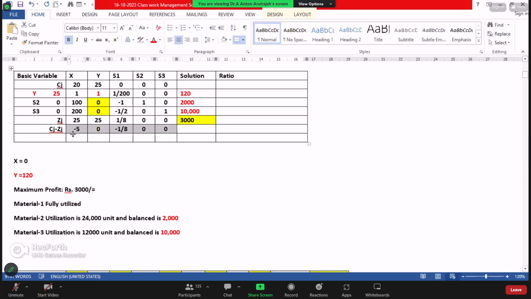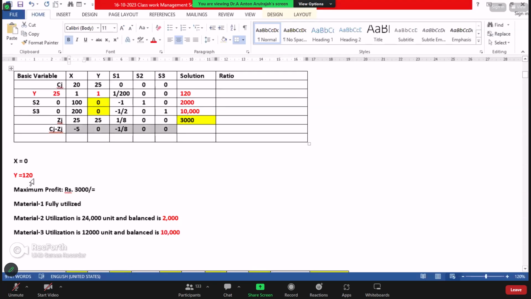If it were plus 5, we would have to do it again, find the key row, key column, key value, and all this. But here the Cj minus Zj values are all minus or 0. Therefore, we don't need to continue with this. Next to it is 3,000.